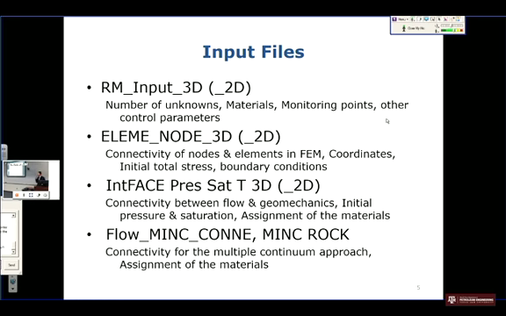The third file contains the connectivity between the flow and geomechanics, and initial pressure and saturation for geomechanics for initial time. And we also assign a material index, rock material index for geomechanics. Also, in the case of the multiple continuum approach, we include a fourth file.